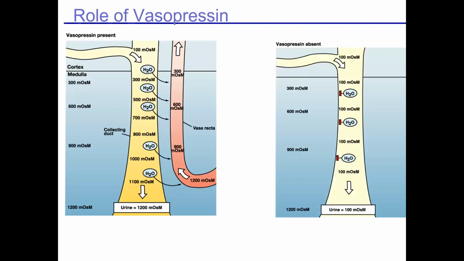And vasopressin, antidiuretic hormone: if it's present, you're going to recover a lot of water, and you're going to generally produce a concentrated urine of about 1,200 milliosmoles. If it's absent, then the urine that's coming out is going to be the same concentration as the filtrate when it left the distal tubule, which is about 100 milliosmoles. So you produce a very clear, transparent, pale yellow, if anything, urine.